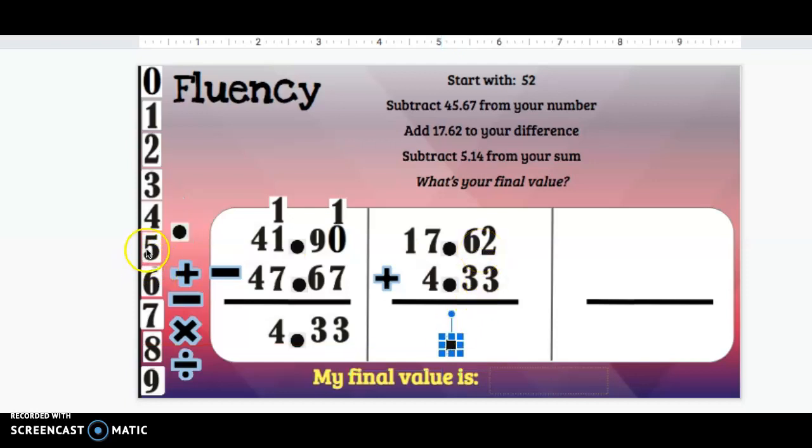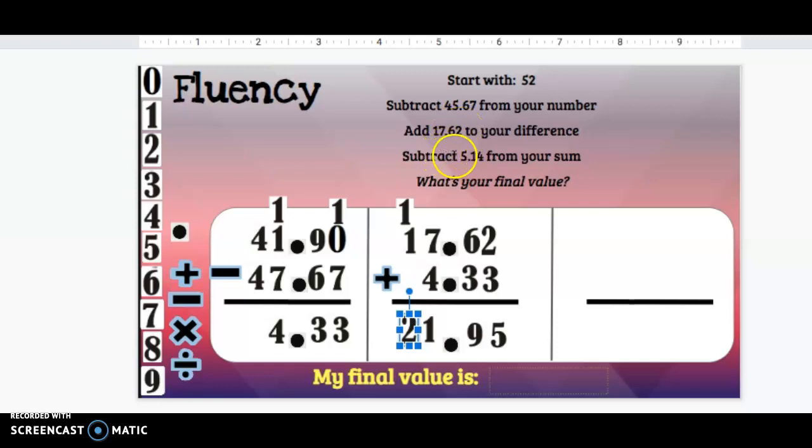And now I begin to add. 2 plus 3 is 5. 6 plus 3 is 9. 7 plus 4 is 11. And then 1 plus 1 is 2. Wow. 1 plus 1 is 2. So now I have 21 and 95 hundredths. So that's this step. That's completed.